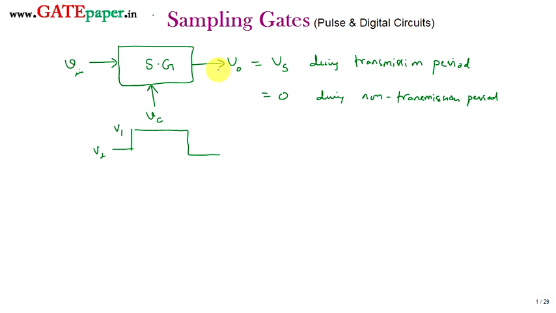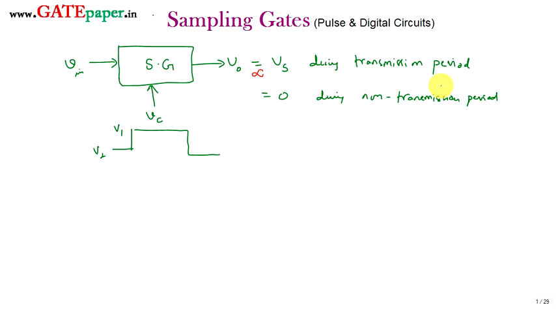That is, if V0 is the output signal and Vs is the input signal, then V0 must be equal to Vs, or at least V0 must be proportional to Vs during the transmission period, that is, during a selected time interval, and except for that time interval, in all other cases the output must be 0. The period outside the selected interval is called the non-transmission period, and the selected time period is called the transmission period. So a sampling gate will have two periods, one is the transmission period, the other is the non-transmission period.